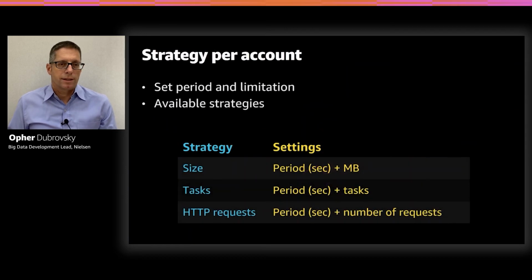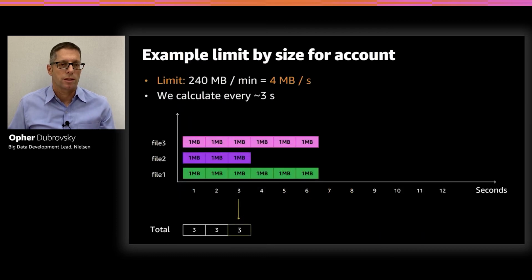We created a system that allows you to select a strategy and apply it for each account. You set a period and the limitation you'd like to apply on it. A period could be anything, like a second, a minute, 10 minutes, an hour. And the limitations we currently support are the following: size; tasks, where a task is the number of times we send data to the platform during that time; and the number of HTTP requests, which was a request from one of our partners. Let's see how it works in practice.